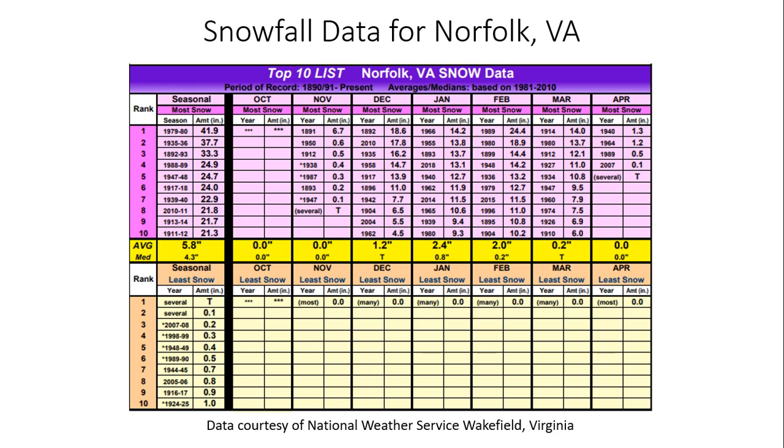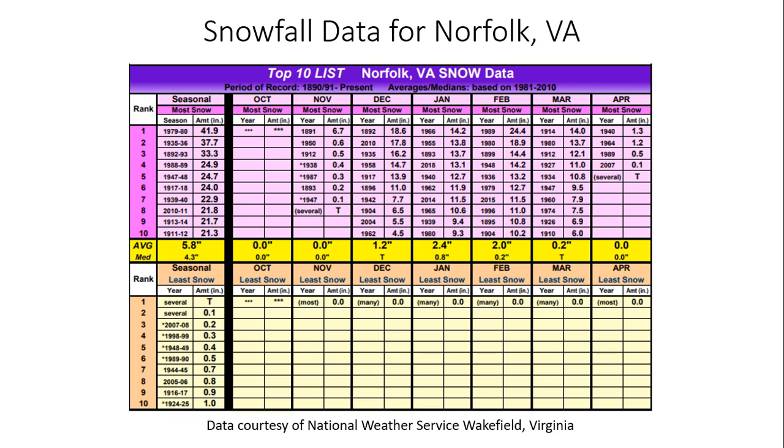Now, in January, the most snow occurred in the year 1966, where 14.2 inches of snow fell. And then 1955 followed that at 13.8 inches, 1893, 13.7 inches. And then if we go back to 2018 in the month of January, the Norfolk area got 13.1 inches. It was fourth all time on the list for the snowiest Januaries. So again, not that far back in the past. And then you go down the list a little bit more and you see 2014.